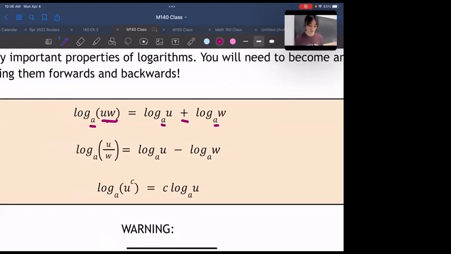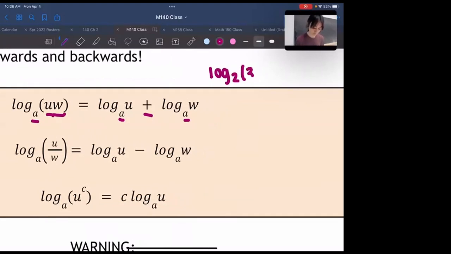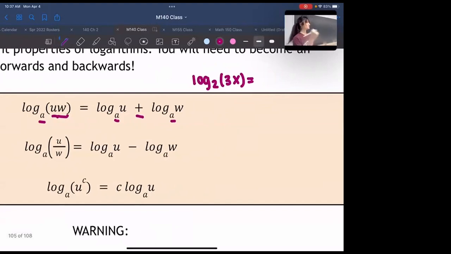Now, if you don't like looking at letters, I'll give a little example here. Log base 2 of 3x. Okay, so there's multiplication going on inside the logarithm. There's a 3 times an x. How would I expand this into two different logarithms? Would it be log base 2 of 3? Mhm. Log base 2 of x. Awesome, I wrote that down completely wrong. Log base 2 of 3 plus log base 2 of x.